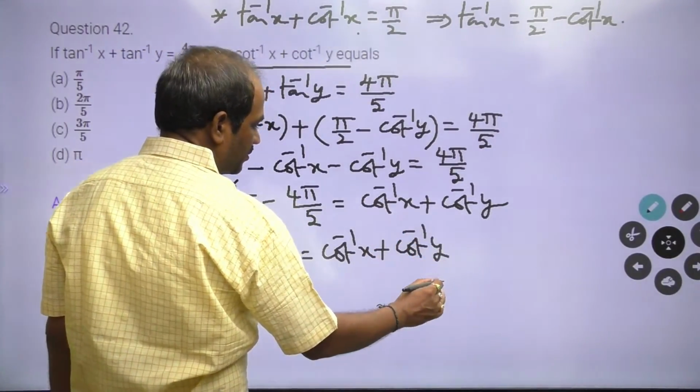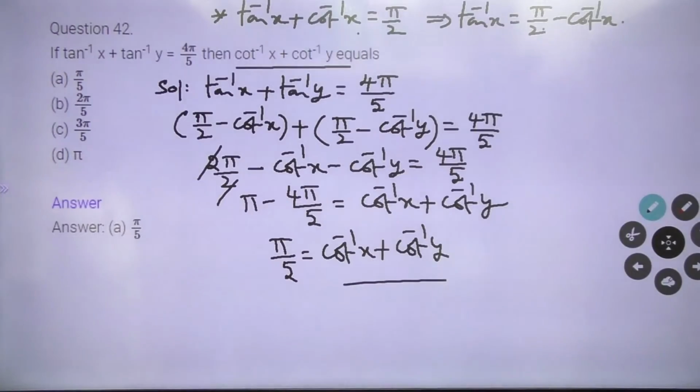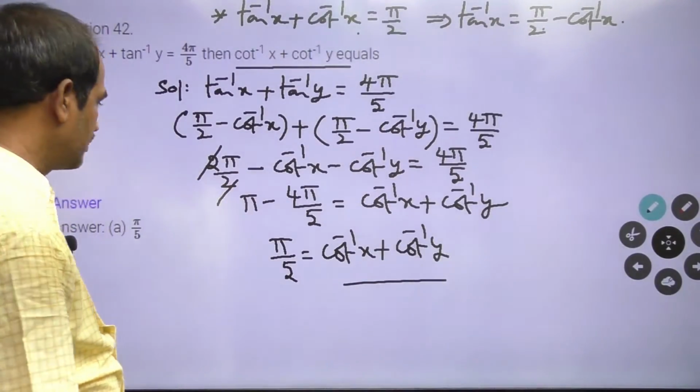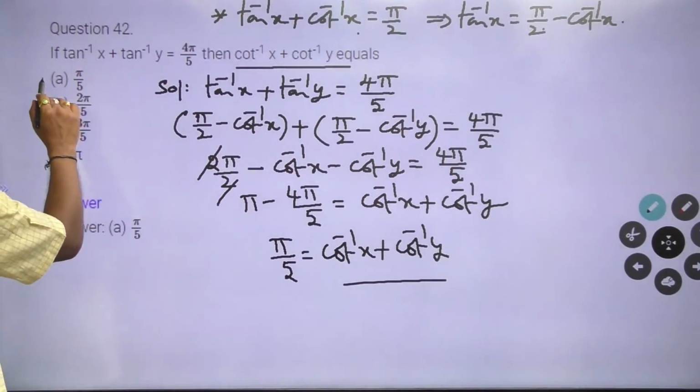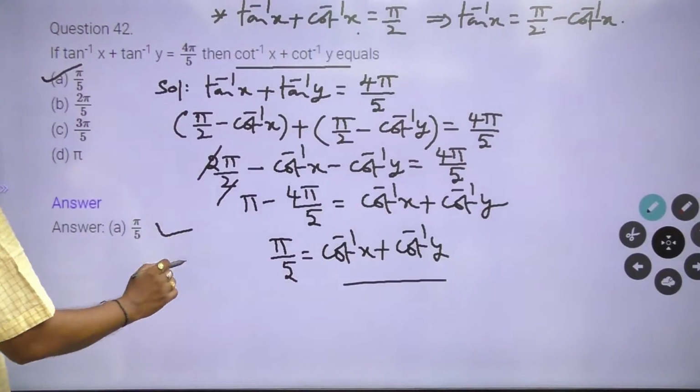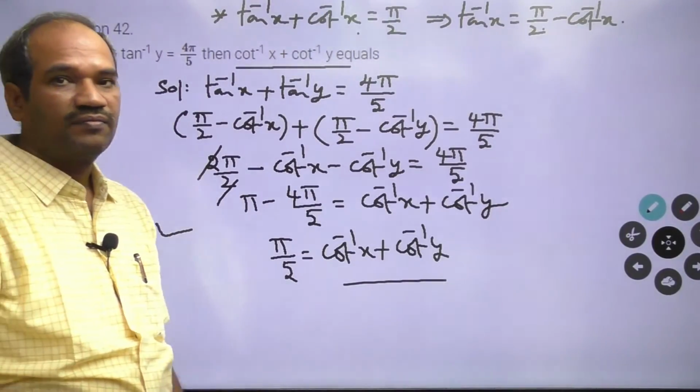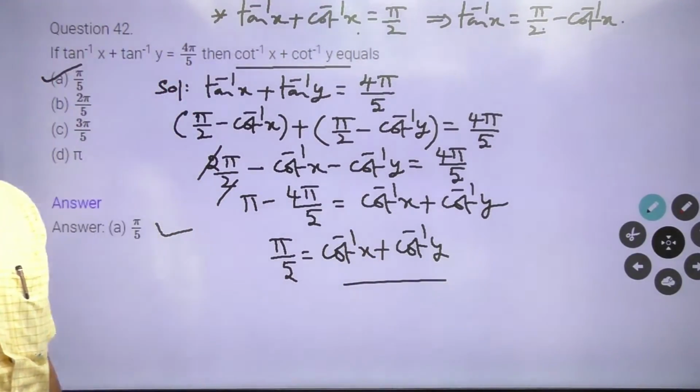So this total value is pi by 5. Check the answer: pi by 5, the first option. Okay, the first option is right. The answer is right. Write this question.